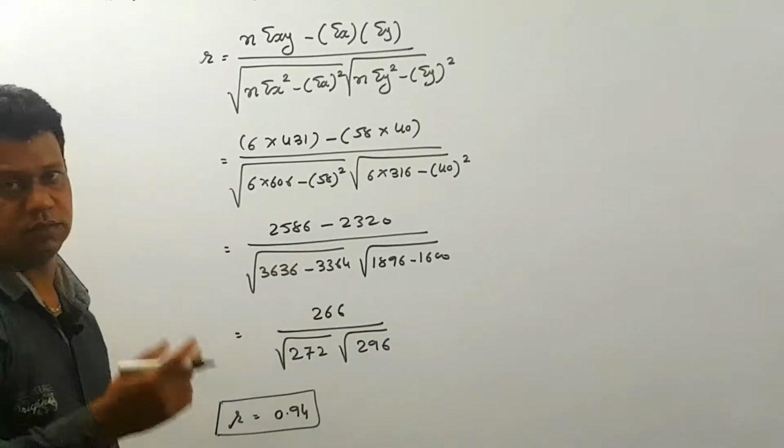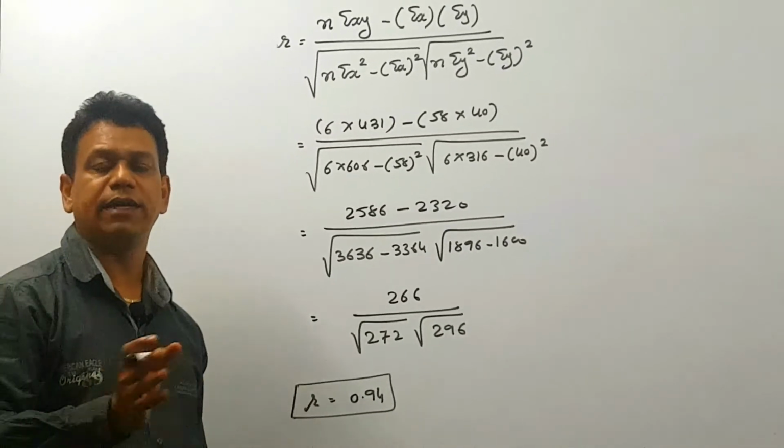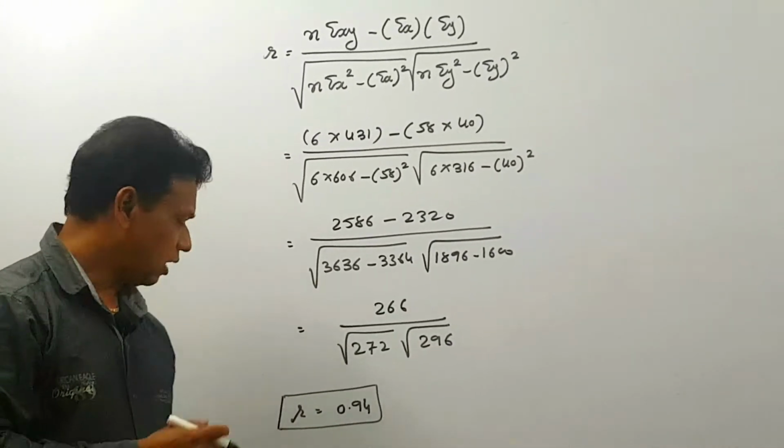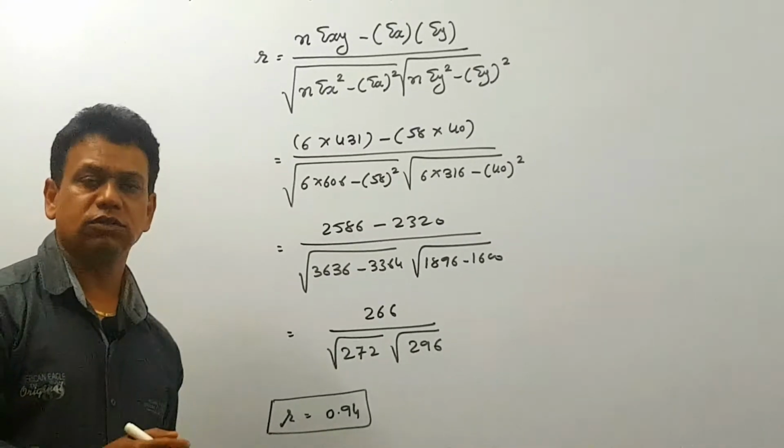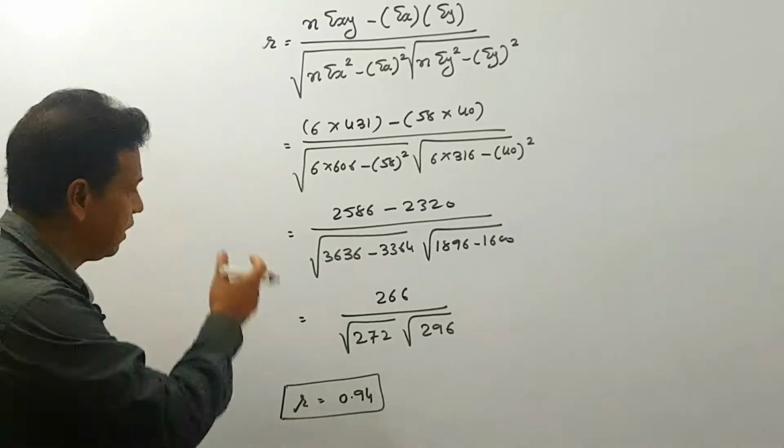My dear friends, every time I revise with you that our answer lies between -1 and +1. If it is near to 1, it is known as high degree positive correlation between the variables, as we have seen here.